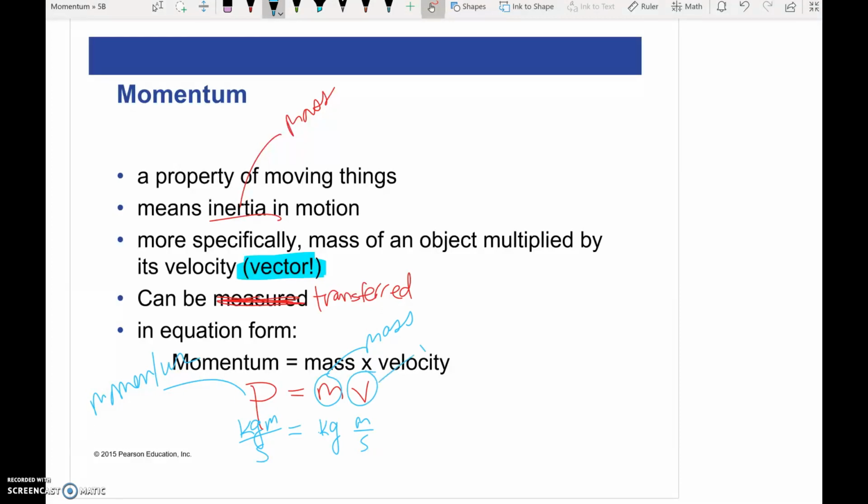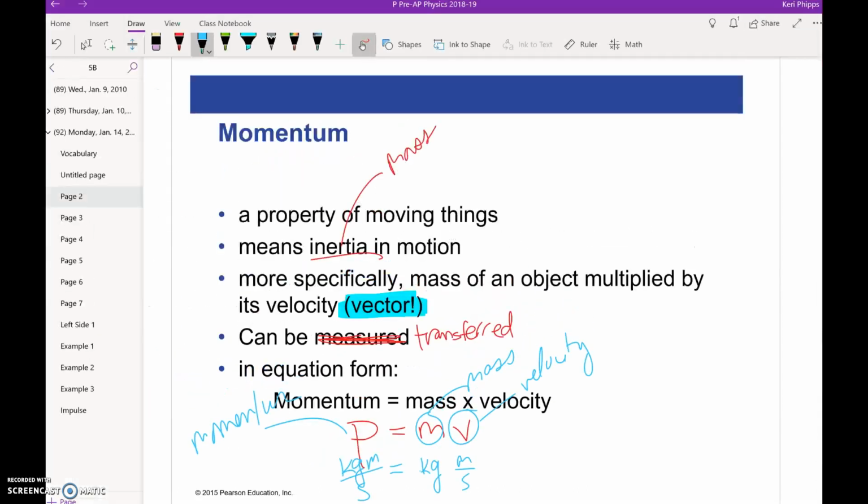And here's our velocity. Okay, so that's basically the big idea behind momentum. Let me see. What about that one?